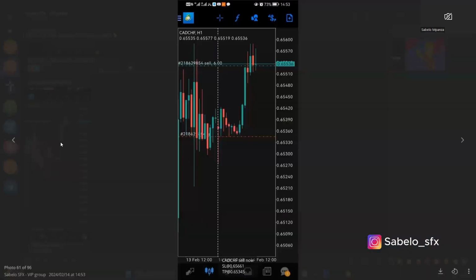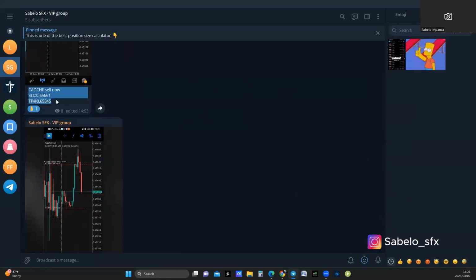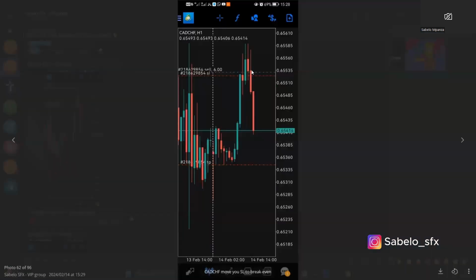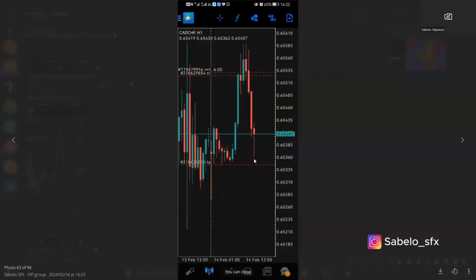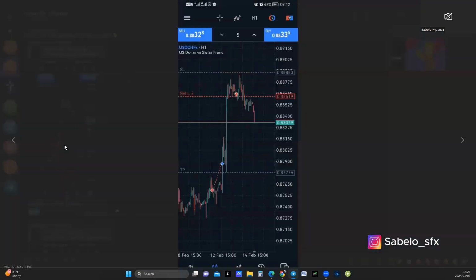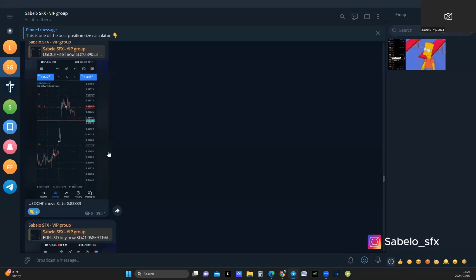And then another trade was Canadian dollar, Swiss franc for a sell, as you can see right here. And immediately after we entered, the market just dropped. We were deep in profit on this one. And then the update, we were nearly hitting our take profit there. And then another trade on US dollar CHF. We entered here. It went up, almost took us out, and then it went into profit.